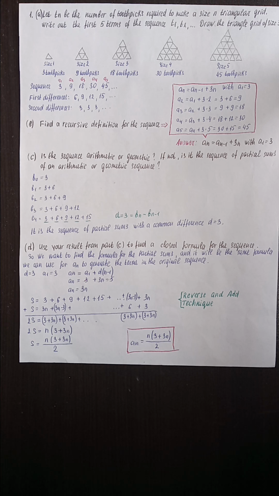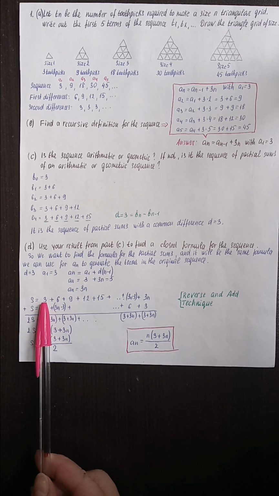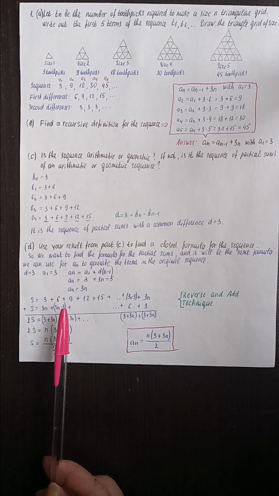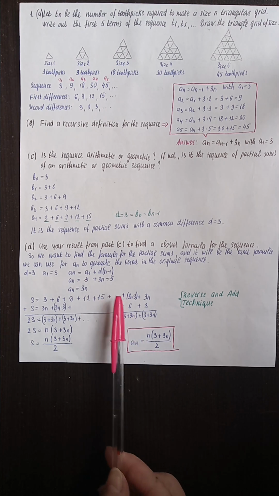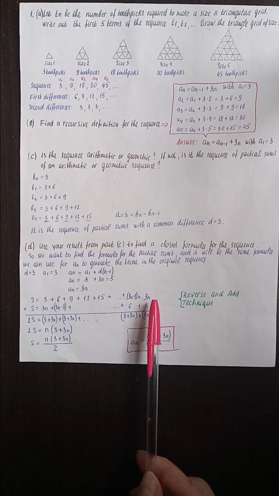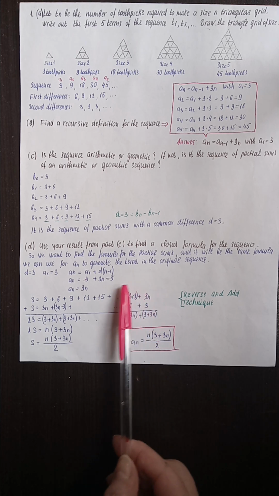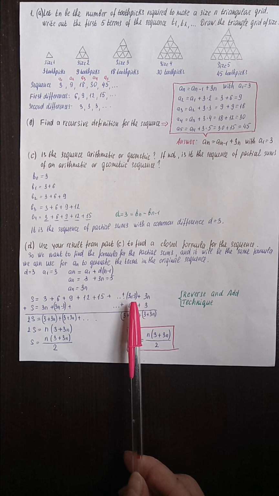For part D, we are asked to find a closed formula. So we want to find the formula for the partial sums, and it will be the same formula we can use for A sub n to generate the terms in the original sequence. So we call the sum S equal to 3 plus 6 plus 9 plus 12 plus 15 plus up to 3n, the last term, and the one before the last term will be 3n minus 3.